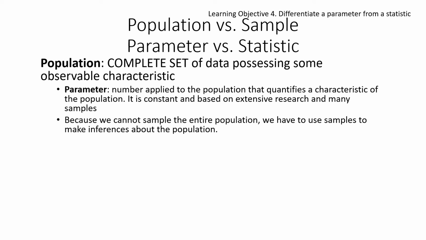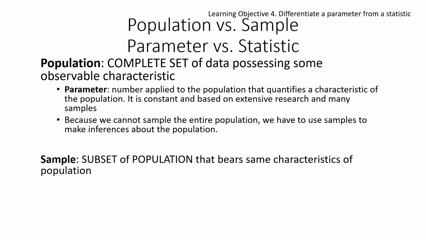But because we can typically not sample the entire population, we use samples to make inferences about the population instead. A sample is a subset of the population, a part of the population that bears the same characteristics as the population. A lot of researchers will get this wrong, and they'll take a subset that isn't the same as the population they're trying to reference. Let's say you're trying to reference everybody in the US, but your sample is only college students. Well, that might not pan out because college students are different in a lot of ways, characteristic-wise, than the entire US population. So it's something just to keep in mind.